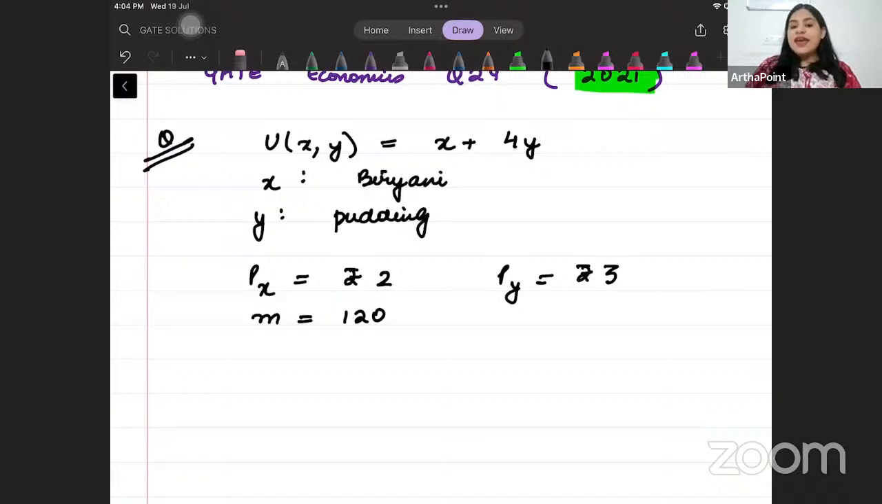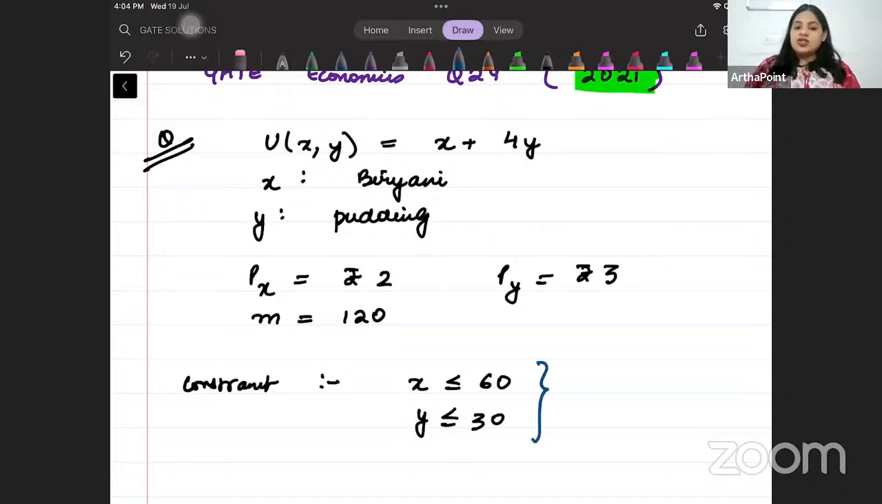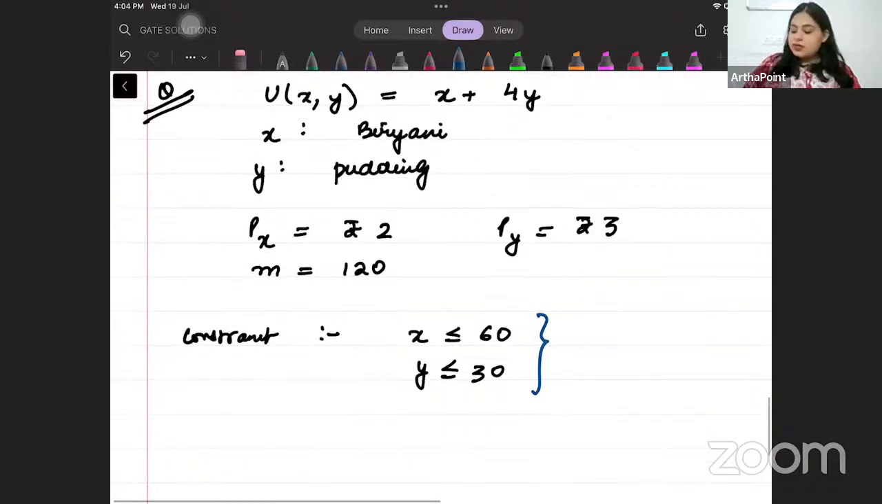However, she faces an extra constraint as she is not allowed to consume biryani more than 60 units. So the constraint is given. What constraint is given, beta? That X cannot exceed 60 and pudding cannot exceed 30. These are the two extra constraints given to you. Now it says find X star. This is the whole question given to you.